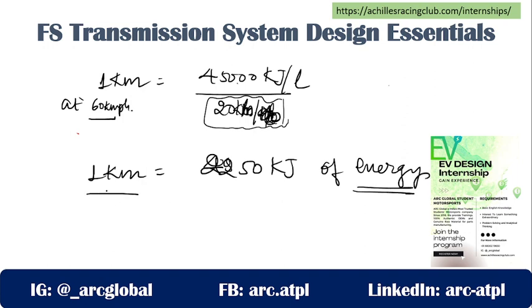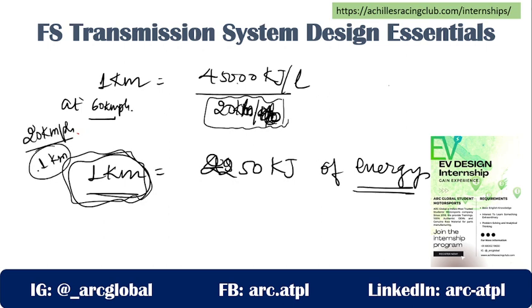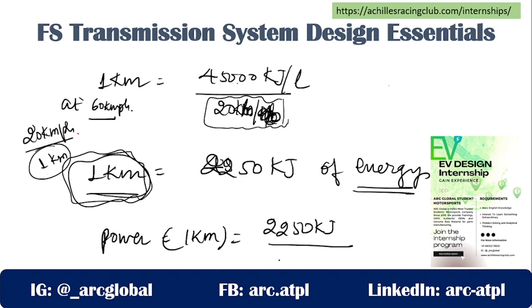Okay, in how much time? If my vehicle speed is 20 km per hour, to move 1 kilometer, how much time will I take? 20 divided by 60 hours. So I can say how much power is being consumed. Power to move 1 kilometer: 2250 kilojoule divided by 20 divided by 60. Am I right here?